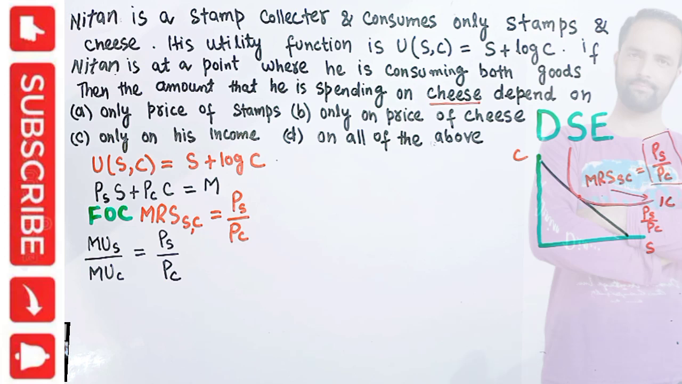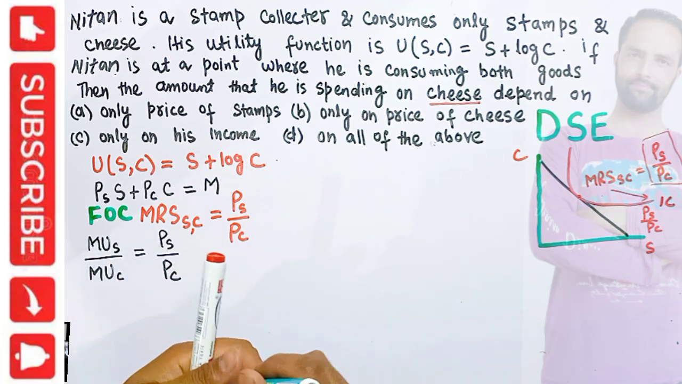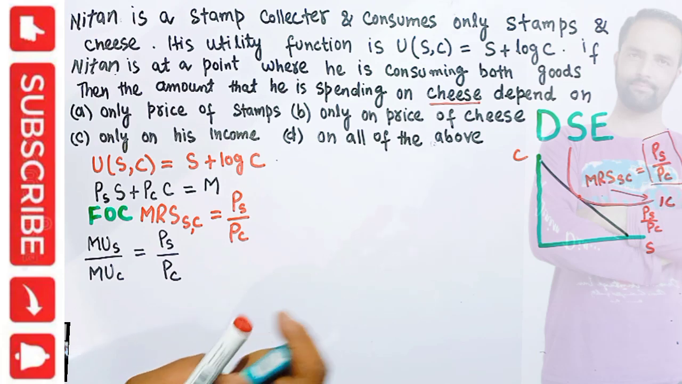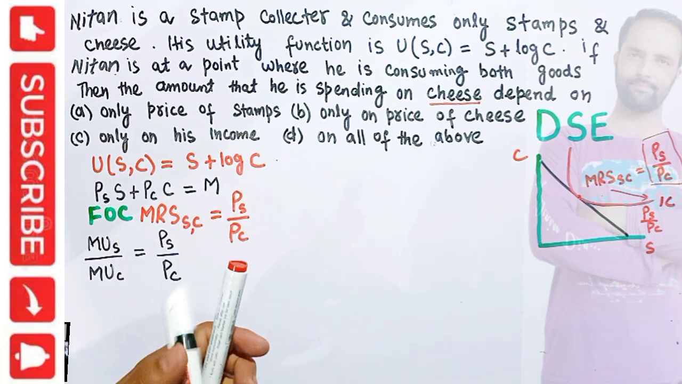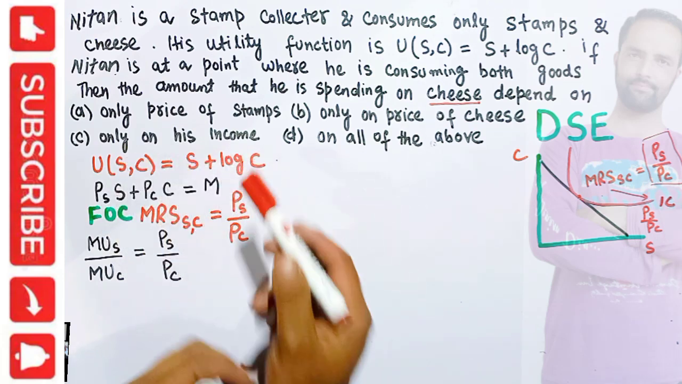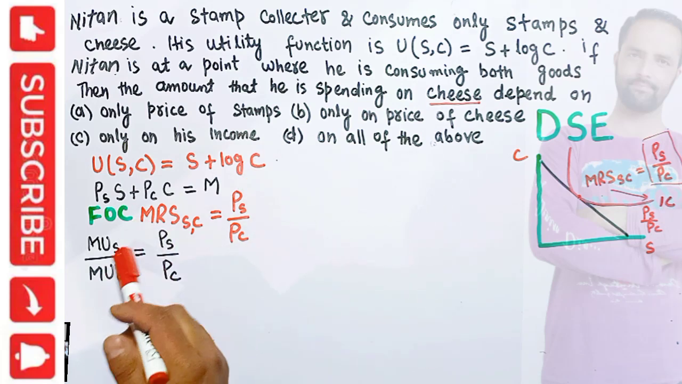Okay, simple thing. What is the marginal utility of a stamp? That means we need to take the partial derivative of our utility function with respect to stamp.